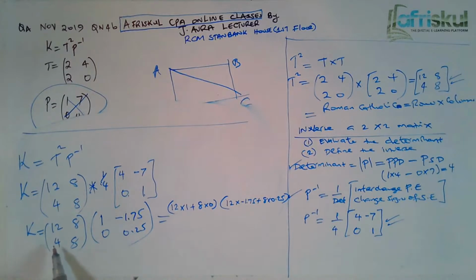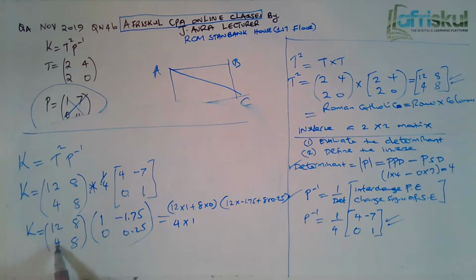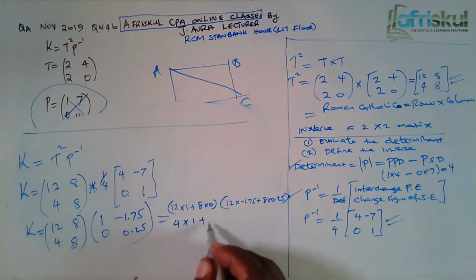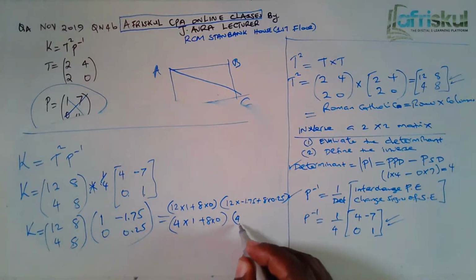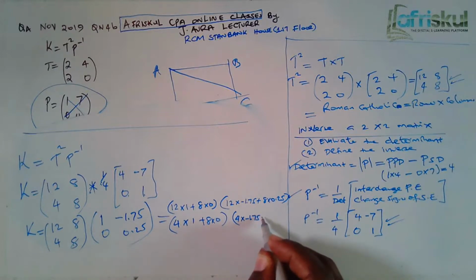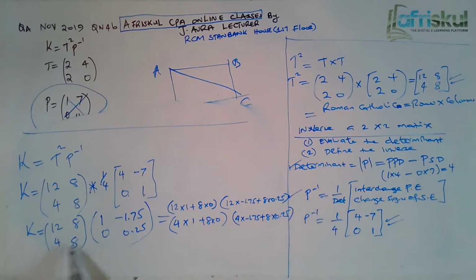And then we have row 2 by column 1. It will be 4 by 1, first one's multiplied, plus second one's multiplied, 8 times 0. The next one will be this and this. So we have here 4 by -1.75 plus 8 by 0.25. Remember, Roman Catholic: run down the ditch. So this by this plus this by that.